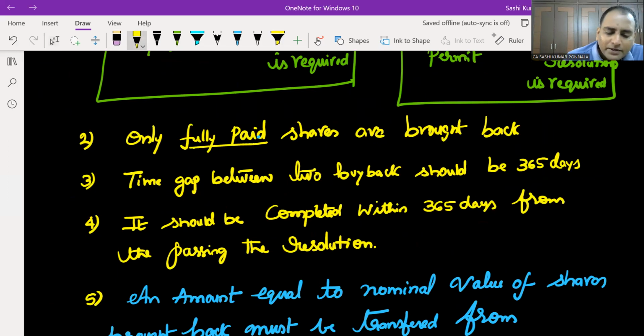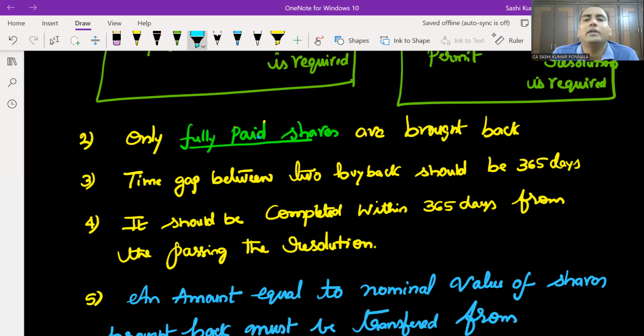Only fully paid shares are bought back. Only fully paid shares are allowed to be bought back. You may ask me, sir, if there are any partly paid shares, then what does the company do? First, you have to convert the partly paid shares into fully paid shares, then buy them back. So this procedure will be discussed at a later stage.